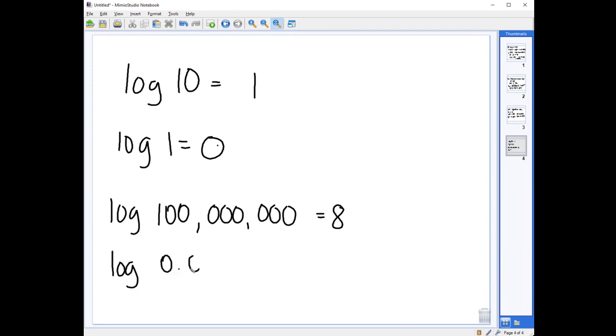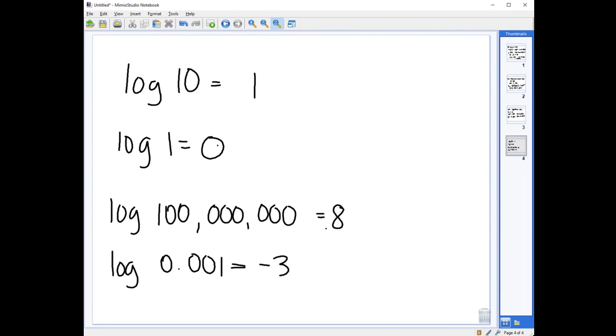Okay, log 0.001 is -3. And so that says 10 to the -3 power is equal to 0.001. So we can have positive powers, we can have negative powers, okay? So logarithms allow us to manipulate hydroxide ion concentration and pH.